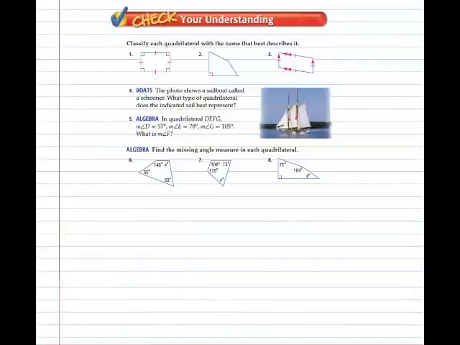Classify each quadrilateral with the name that best describes it. In example number 1, we have 2 pair of opposite congruent sides and 4 right angles. That would make this a rectangle. In our second figure, we have no parallel sides at all. We have 1 right angle, which really doesn't affect our classification. This is a trapezoid. In our third example, we have 2 pair of opposite parallel congruent sides. This then is a parallelogram.